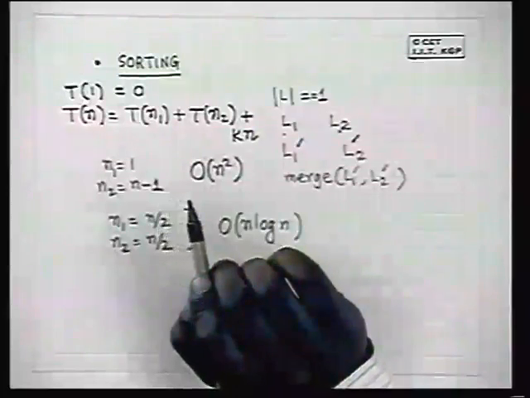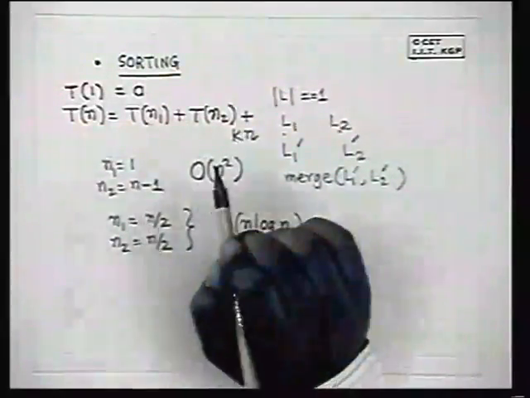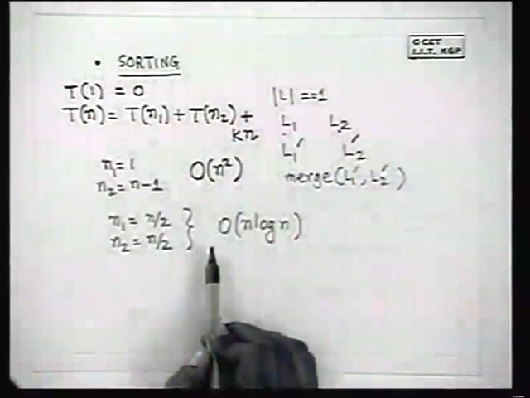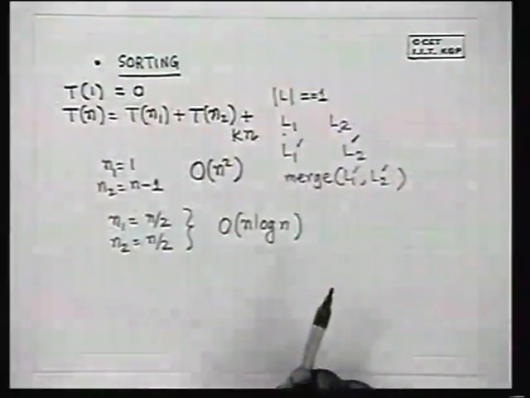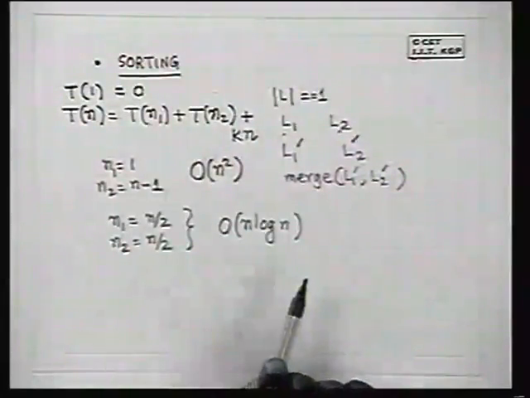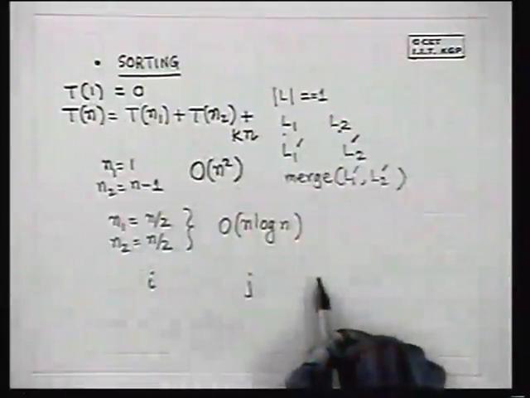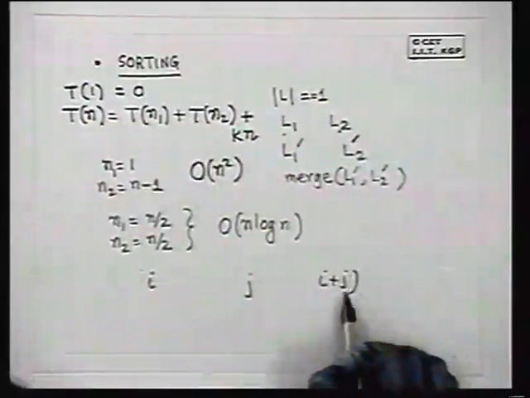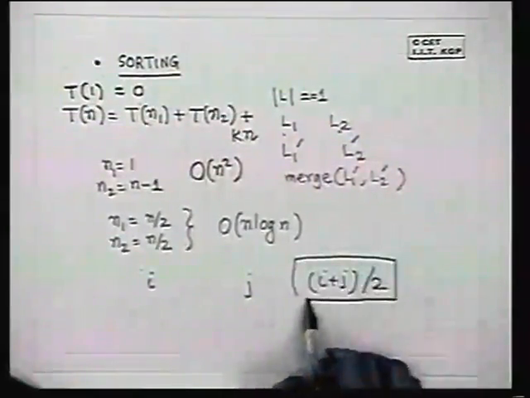Now if you choose a linked list as the data structure for L, splitting will again be expensive because you will have to scan from the beginning and find out the middle element. On the other hand, if you could work it out on an array, and if you knew the ith and the jth, the start and the end index, then the middle element can be simply chosen by this computation.